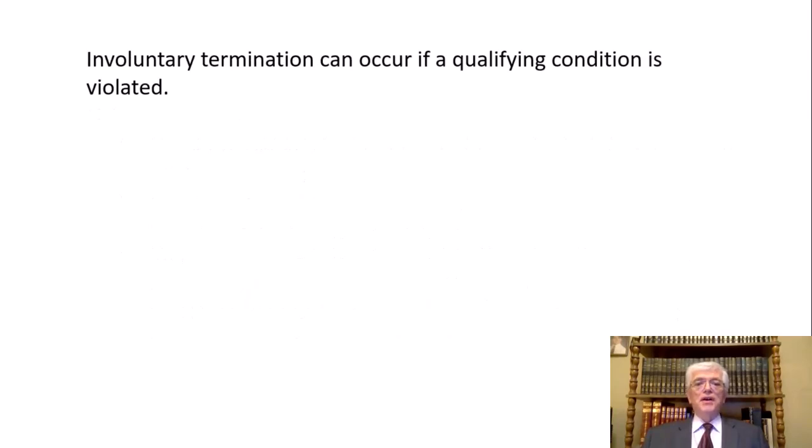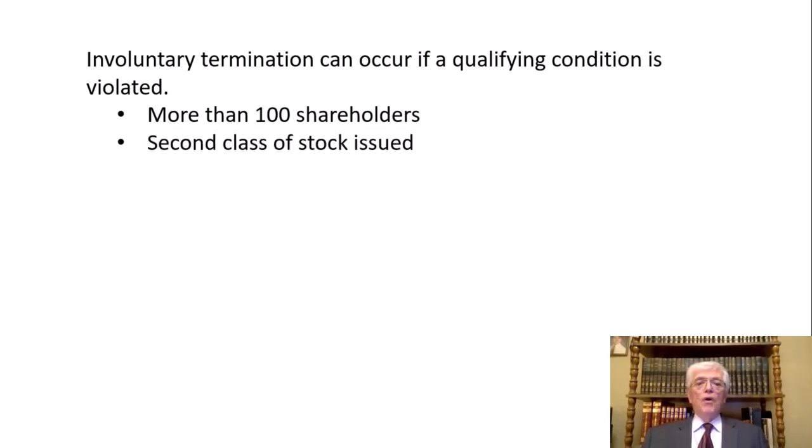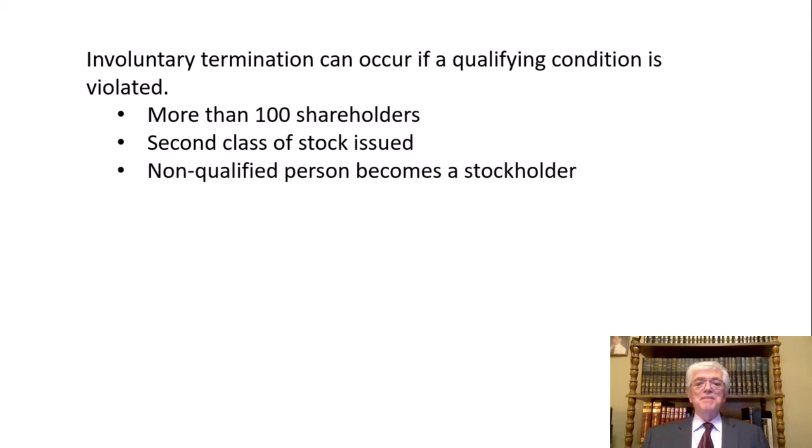Involuntary termination can occur if a qualifying condition is violated. Suddenly you have more than 100 shareholders because 2 of your married shareholders got a divorce, perhaps. Or a second class of stock is issued. Or a non-qualified person becomes a stockholder. Somebody sells their stock to a Canadian citizen who lives in Toronto. You can be a resident of the U.S. and a Canadian citizen and be a stockholder, or you can be a U.S. citizen living in Toronto and be a stockholder, but you cannot be a Canadian citizen living in Toronto and be a stockholder of a U.S. S corporation.